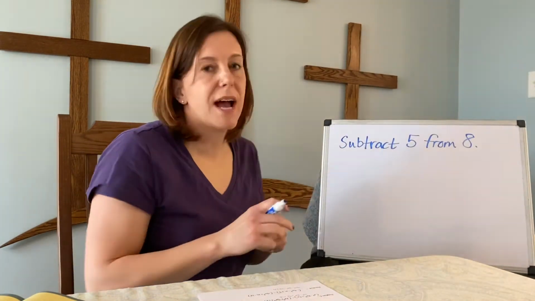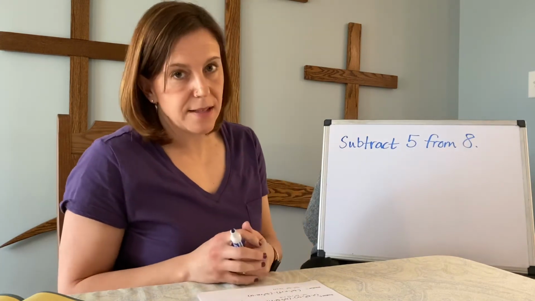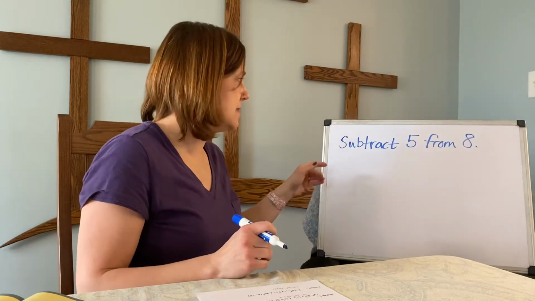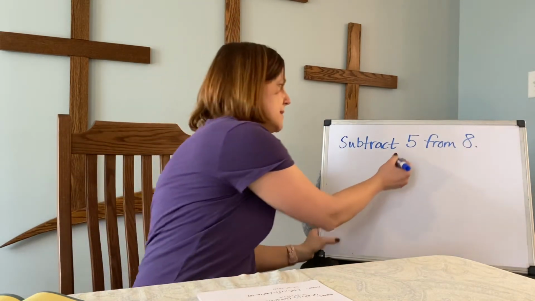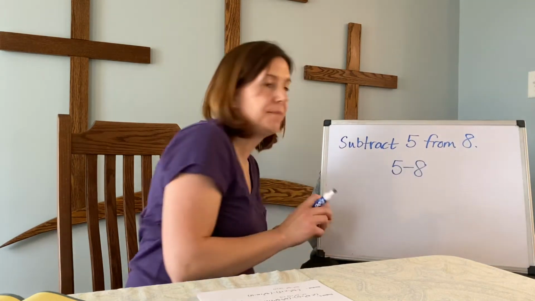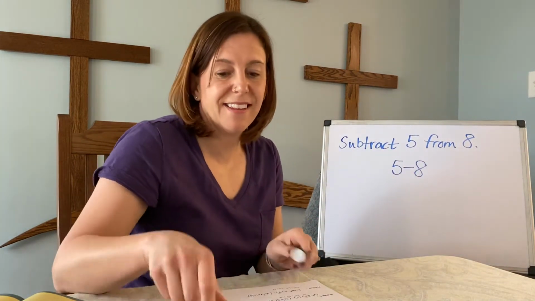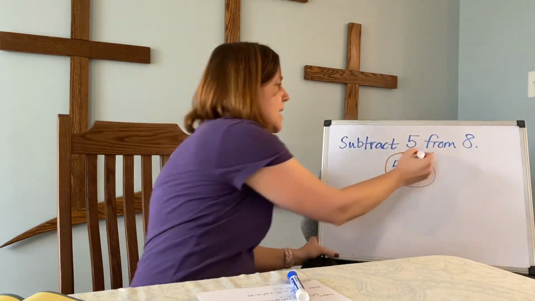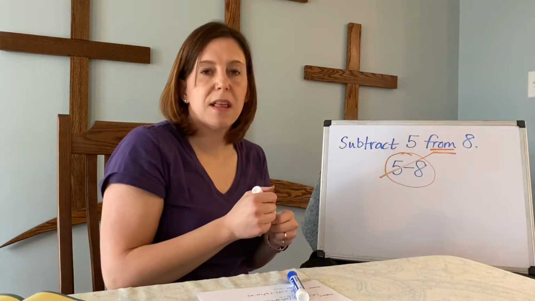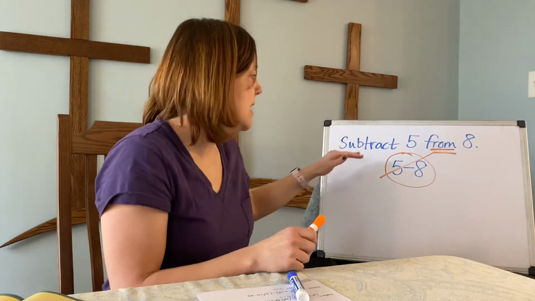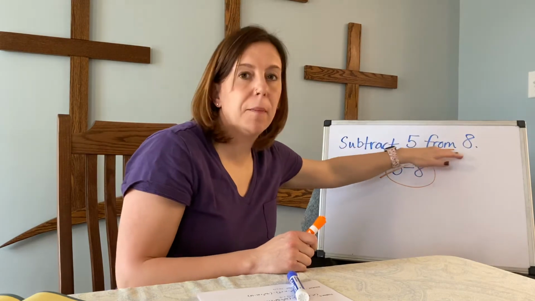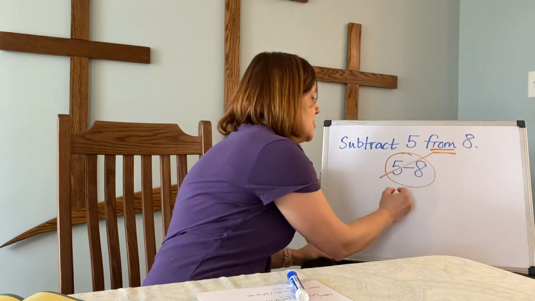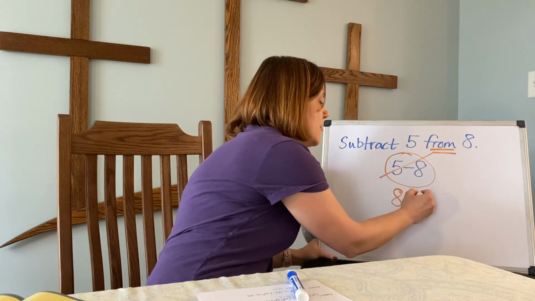If I wanted to subtract 5 from 8, our habit, for people who are not taking their time and reading carefully, is to say, well, subtraction, boom, I know what that is, 5 minus 8. However, that's completely wrong. This key word tells me that I'm switching the order of these numbers. If I'm subtracting 5 from 8, that means 8 is the first number I'm starting with. So it's going to be 8 minus 5.